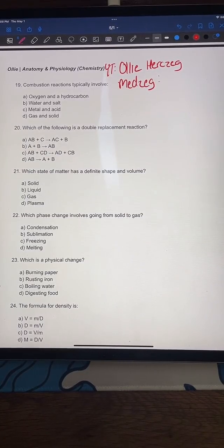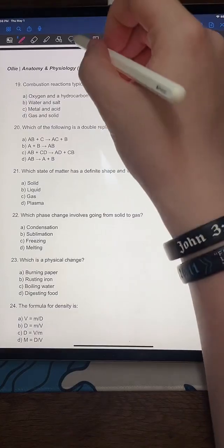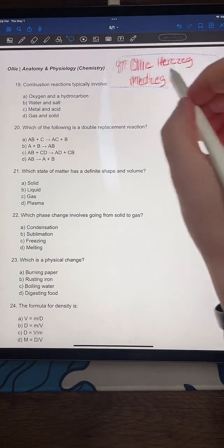19. Combustion reactions typically involve what?